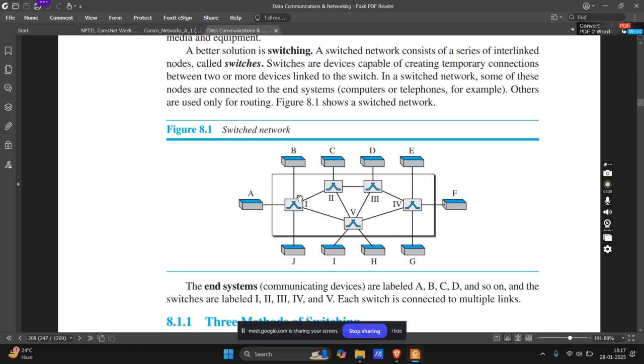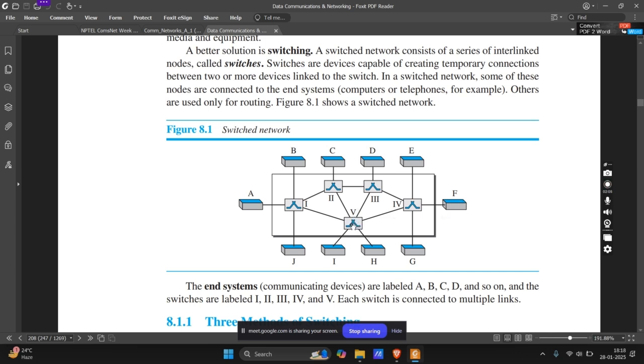So if A wants to communicate something to F, what will it do? A will send its data to switch 1. Its final destination is F. Which switch does it need to turn on? It can turn on 2 or 5, because they are the adjacent switches. Switch 1 turns on 5. From 1 the data goes to 5, and from 5 it again sees that the data is for F.